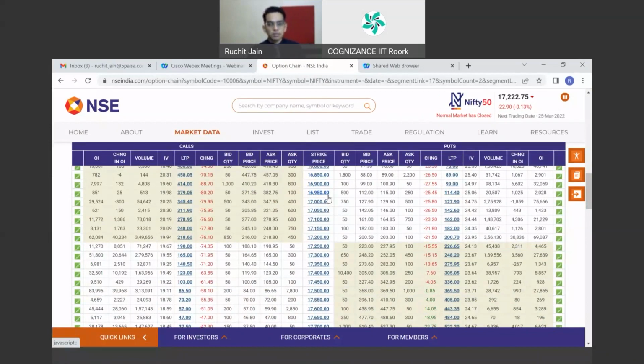The option sellers, right? Now you understand why, although option sellers have limited profit, they are still interested in selling options, because time is always in favor of option sellers. Okay, now let's come on to the first column, which is OI.